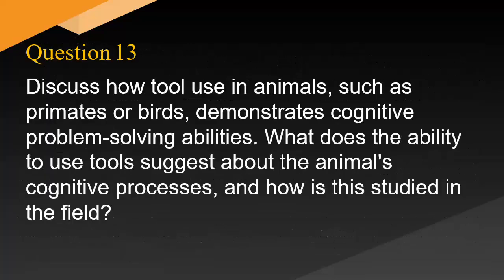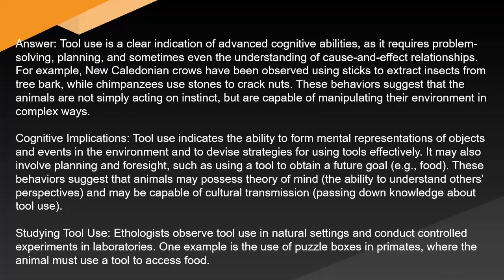Discuss how tool use in animals, such as primates or birds, demonstrates cognitive problem-solving abilities. What does the ability to use tools suggest about the animal's cognitive processes, and how is this studied in the field? Answer. Tool use is a clear indication of advanced cognitive abilities, as it requires problem-solving, planning, and sometimes even the understanding of cause and effect relationships. For example, New Caledonian crows have been observed using sticks to extract insects from tree bark, while chimpanzees use stones to crack nuts. These behaviors suggest that the animals are not simply acting on instinct, but are capable of manipulating their environment in complex ways.